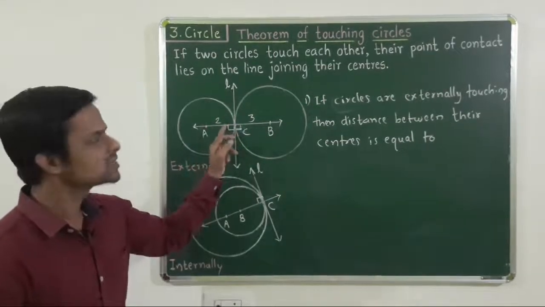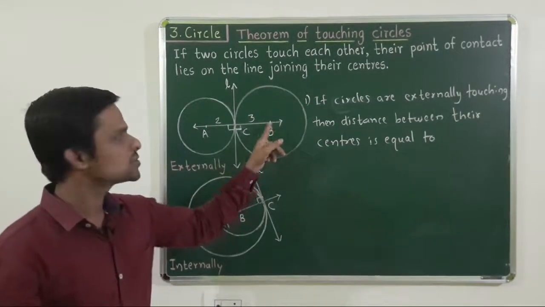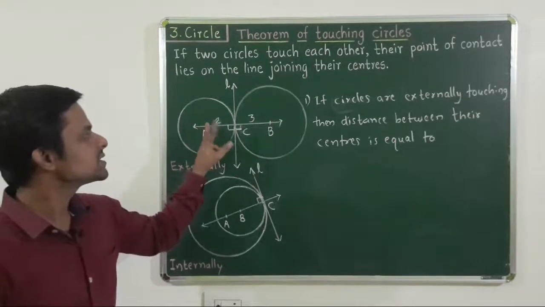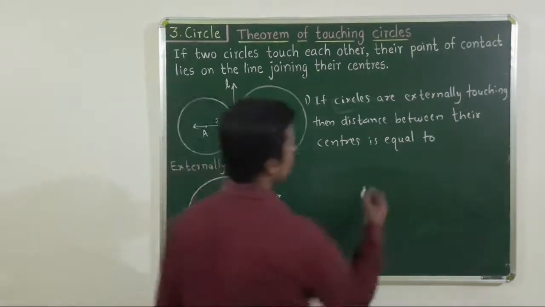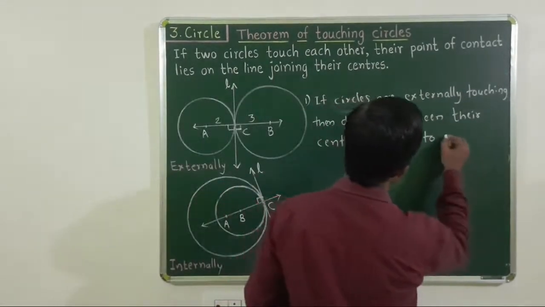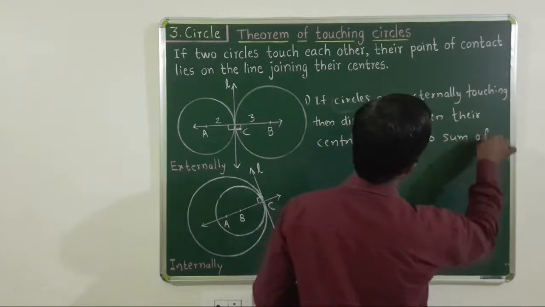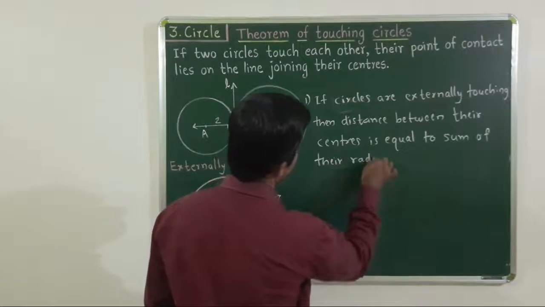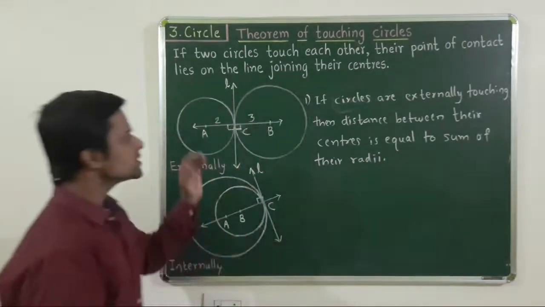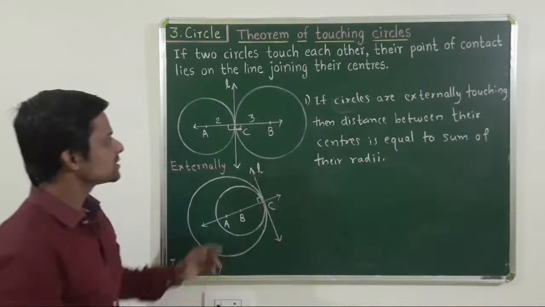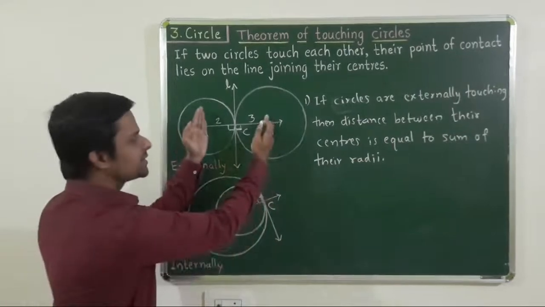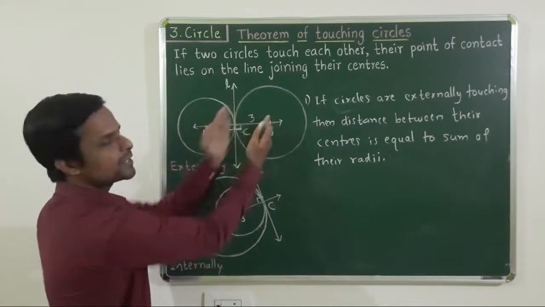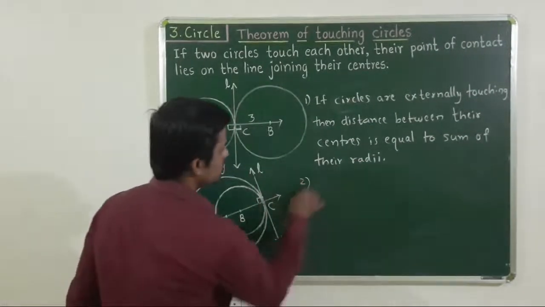AC means radius of first circle, BC is radius of second circle. Means it is the sum of their radii. Means if two circles are externally touching, then the distance between their centers is equal to the sum of their radii. What about this case?